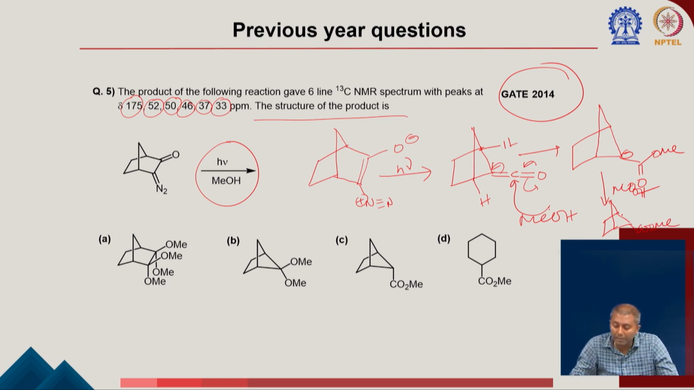So, what is going to happen here? You end up with a ring contraction happening through the formation of the corresponding ketene. Okay. And then from there, once you have a ketene, then you have a nucleophile, methanol, in the reaction, which is going to form the corresponding ester.